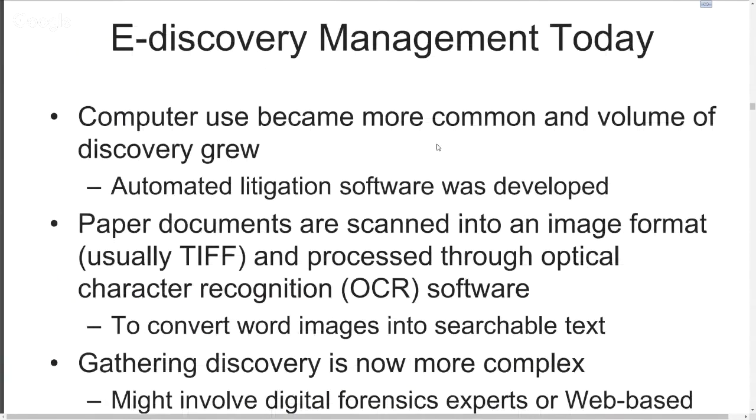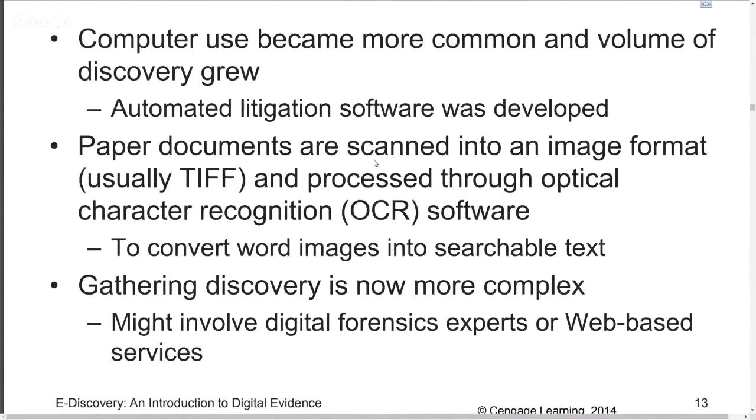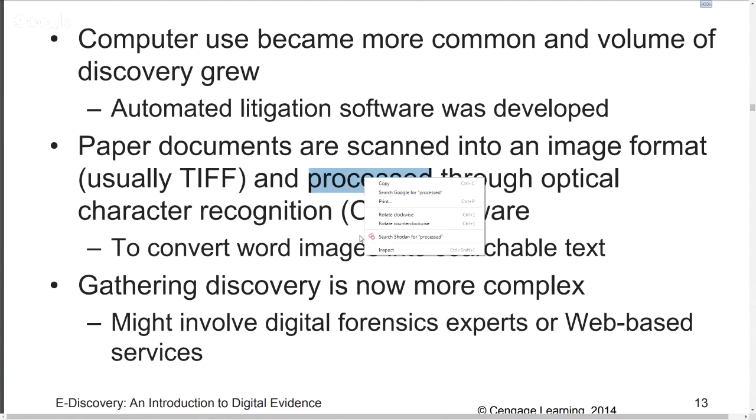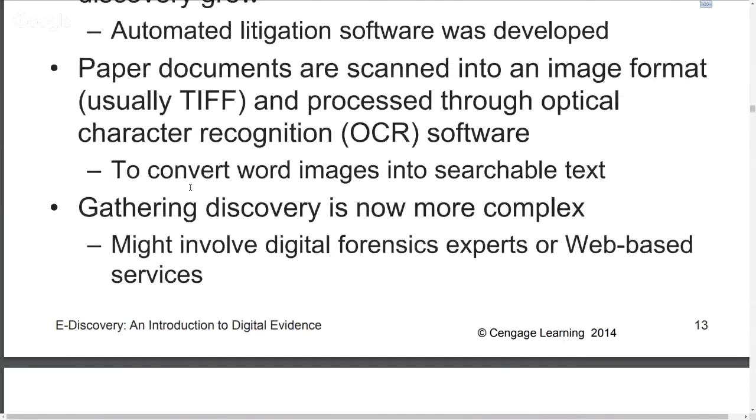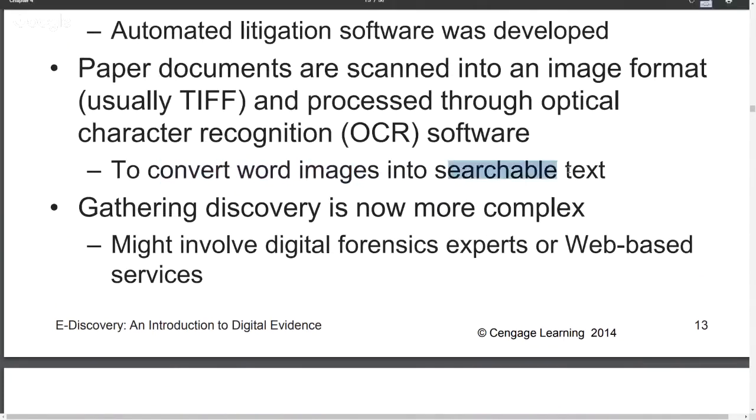Today, computers are more common. Automated litigation software is developed. Paper documents are usually scanned into an image format, usually TIFF, and then processed through OCR, or optical character recognition, where P becomes a P instead of a picture of a P, R becomes an R instead of a picture of an R. And you can highlight them as they sit, copy, paste, whatever it may be. That's optical character recognition. And then they also convert word images into searchable text, which we just looked at.